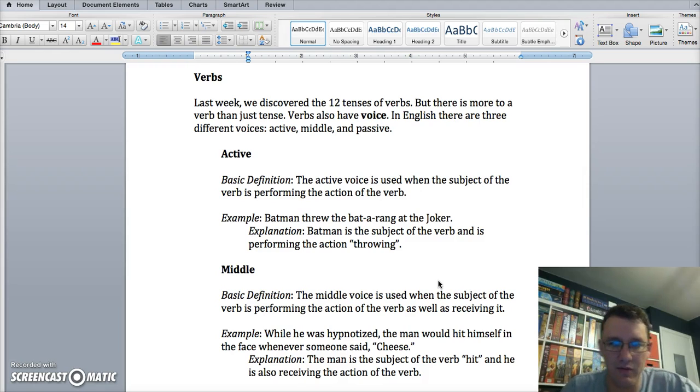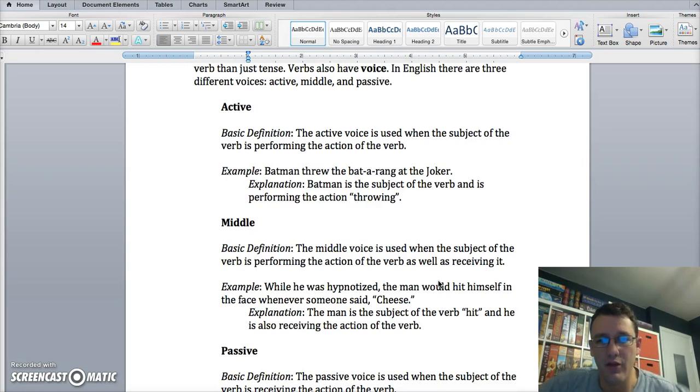An active voice is used when the subject is performing the action of the verb. The example I give you here: Batman threw the batarang at the Joker. Batman is the subject and he is doing the action. He is throwing in the past, simple past. So Batman threw.